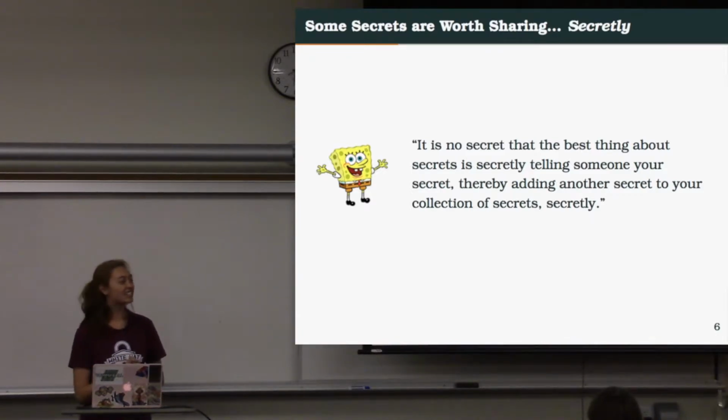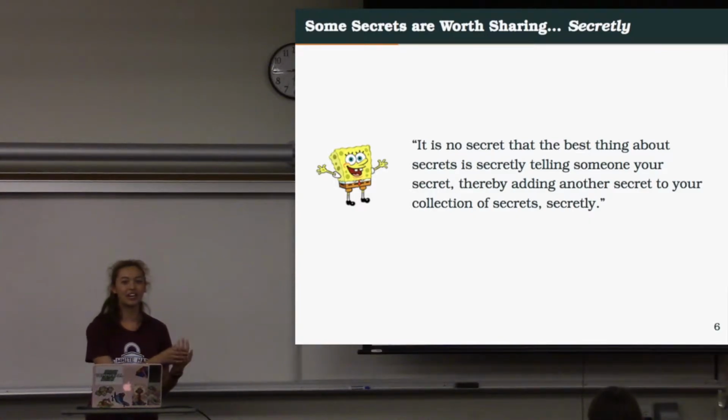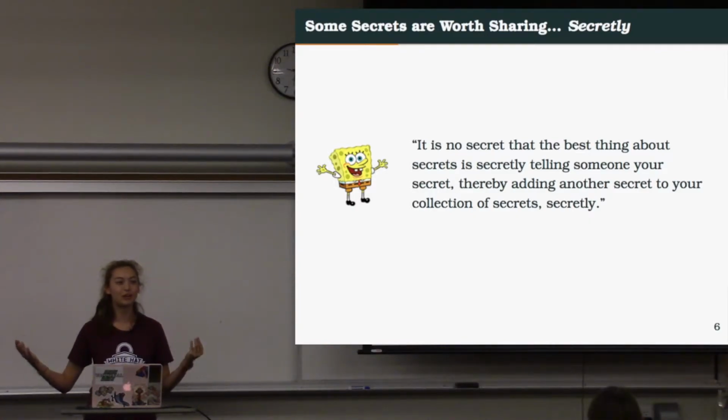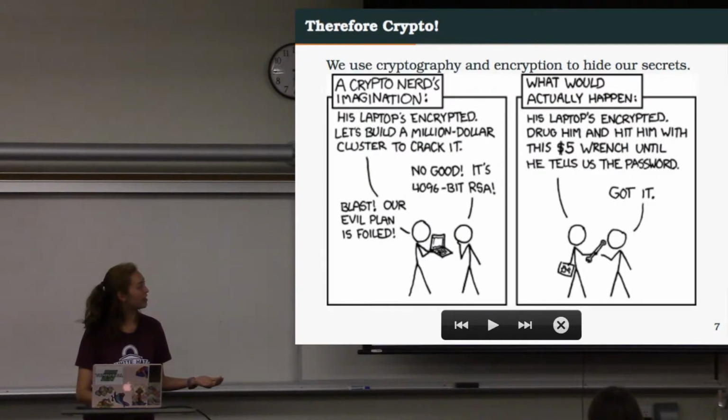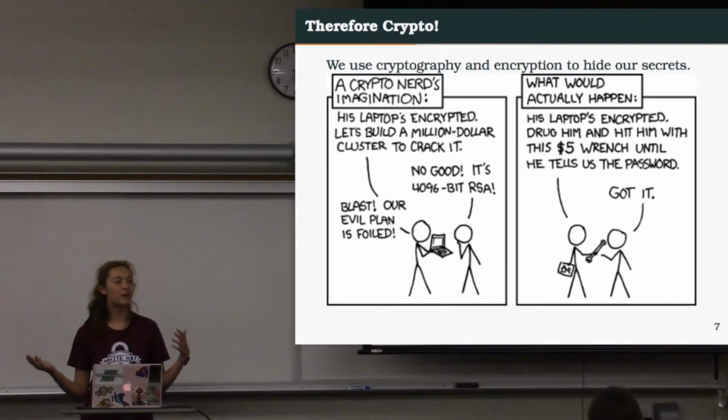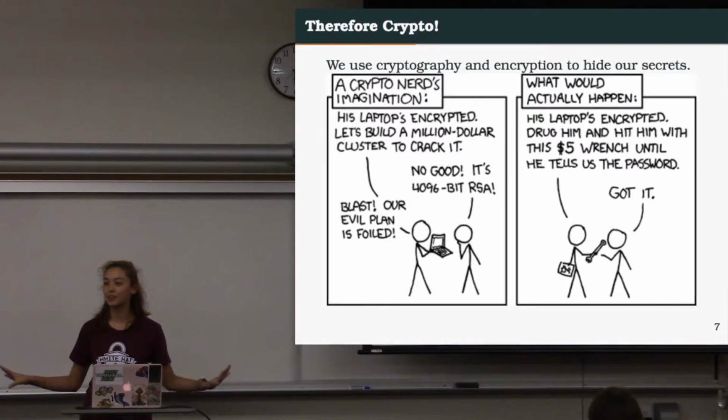I think that it actually describes crypto really well, because you have a secret and you want somebody else to know that secret, but you don't want anybody who isn't that person to know it, and so you need to tell it to them, but secretly. So that's sort of the basis of crypto in the first place. Okay, cool. So this is why we have crypto. It's kind of how we keep our secrets safe from the outside world.